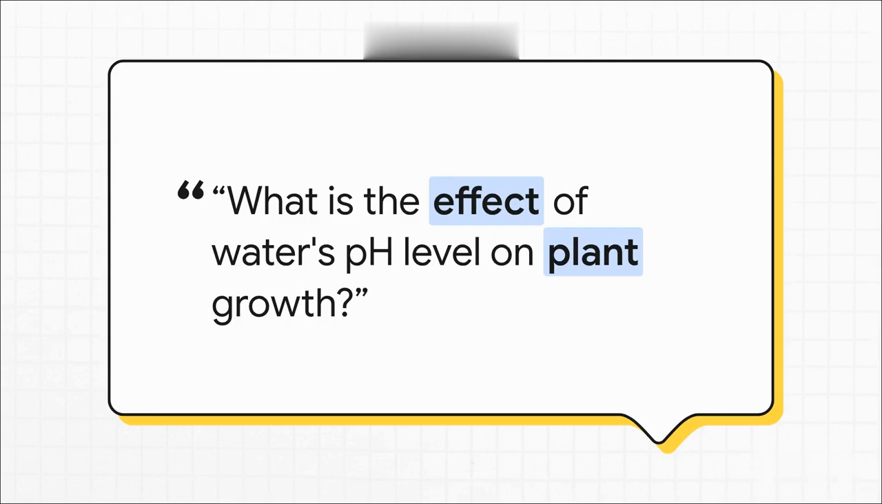Here's a perfect example. What is the effect of water's pH level on plant growth? See how that works? It totally hits all the marks. It's specific. We're talking pH and growth. It's measurable. You can easily measure pH and track how tall a plant gets. And it starts with what? This is the kind of strong, focused question you should be aiming for.